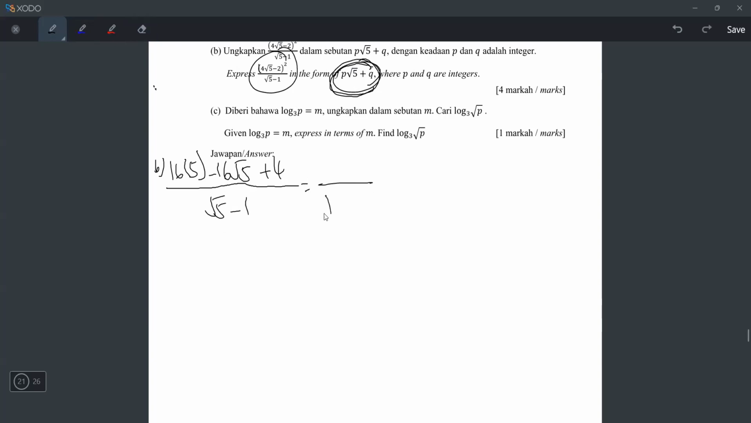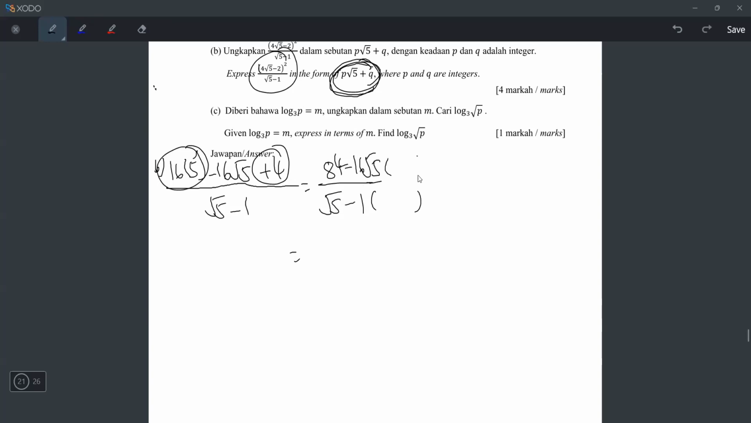But before that, I can see that atas ini boleh buat. 16 times 5 plus 4 can do, right? What is 16 times 5 plus 4? Let's press. I get 84. So you just 84 minus 16 square root 5 lah. And then now you rationalize. Now you rationalize. What do I mean by rationalize? Means you rationalize the denominator. You hilangkan square root dekat bawah fraction.